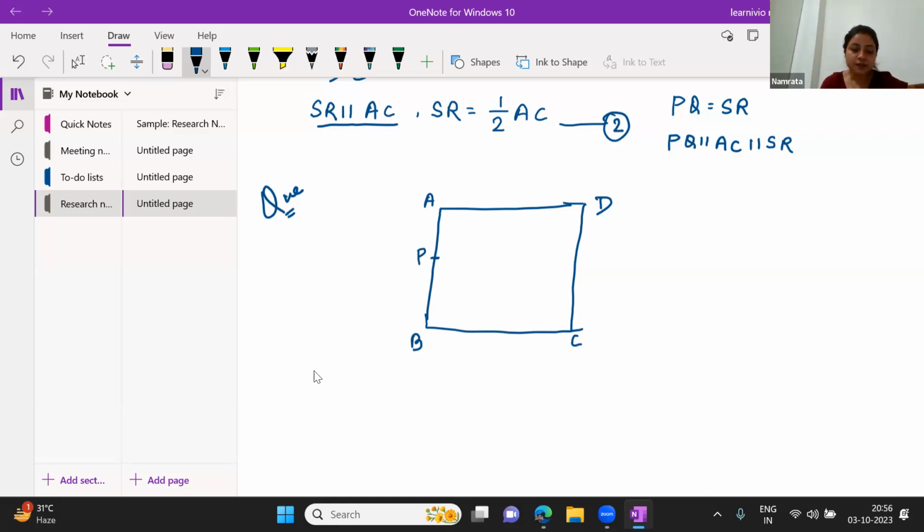So here we are having a rhombus ABCD. P, Q, R, S are the midpoints of AB, BC, CD, and DA, the midpoint of this side.